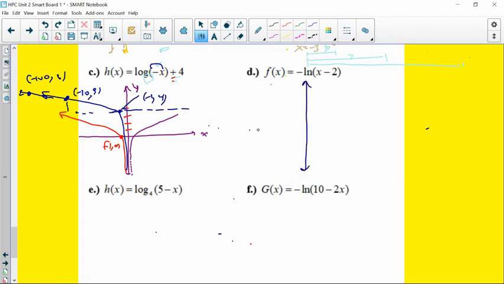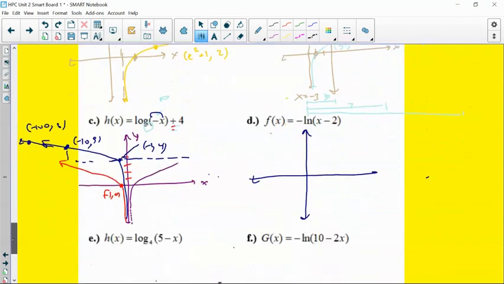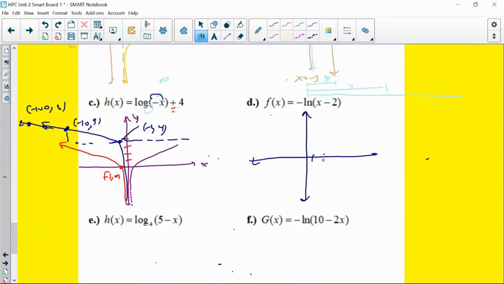shift to the right. And I know that a key feature is that when you take the log of 0, it does not exist. So that's where the vertical asymptote is going to be. At x equals 2, which is 2 units to the right, there's going to be a vertical asymptote. And I should always do my reflections first, because if I'm going to translate, that reflection is now a reflection over the new translated line.